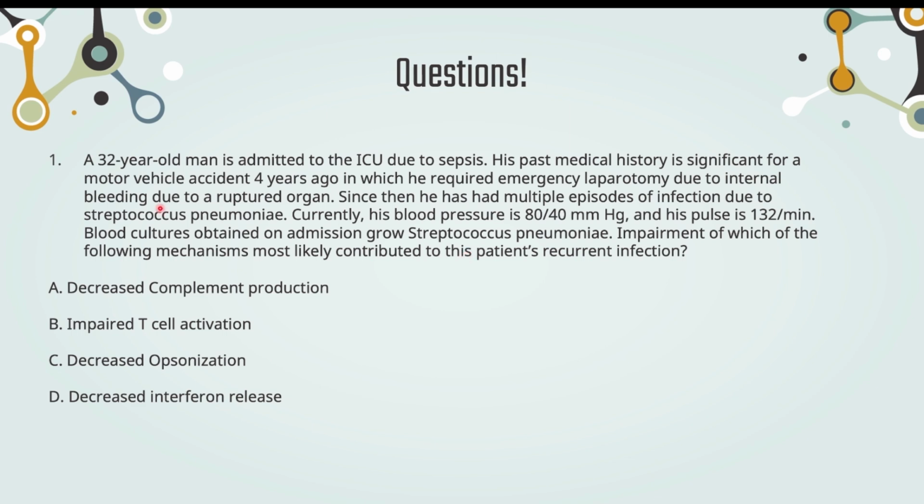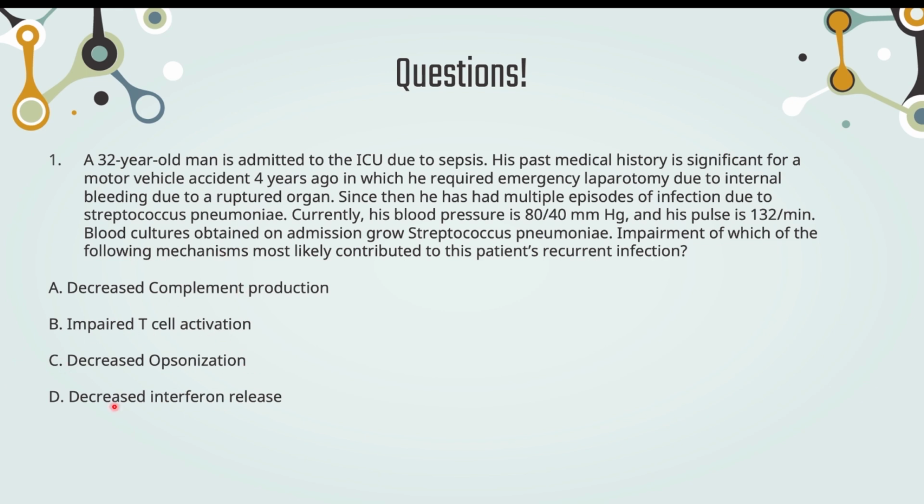Now, you might be confused with option A and C because I said complements are needed for opsonization, especially C3b. So you might be confused with decreased complement production, but you need to understand that complements are produced in the liver. The activation needs IgM. All right, so antigen antibody triggers the activation of complements, but they are produced in the liver. So option A is wrong.